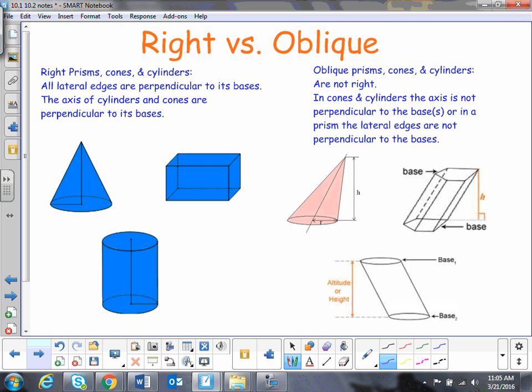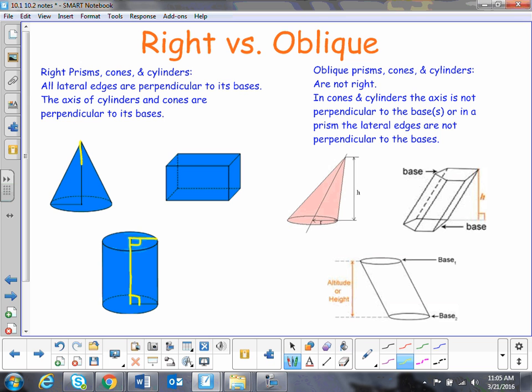Okay, right versus oblique. You might see some oblique. These aren't on your notes, so you maybe want to take a mental note or write a little note at the very bottom or on the next page or somewhere on the side. When it's a right prism or cone or cylinder, that means it's pretty much standing straight up and down. So this height right here is going to be perpendicular to the base at the top and the bottom.